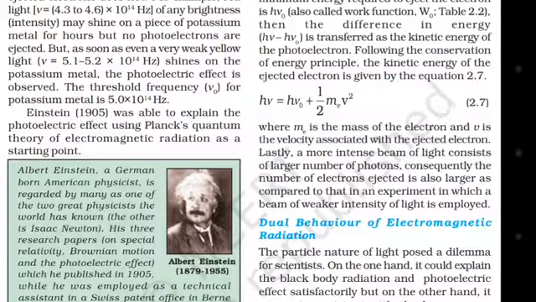So we were on the 2.7 equation. h nu is equal to h nu naught plus half m_e v squared, where m_e is the mass of the electron and v is the velocity associated.